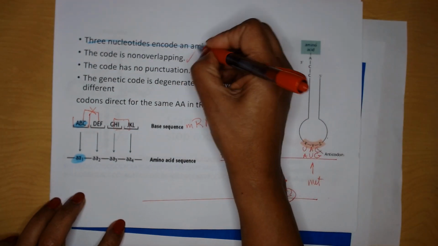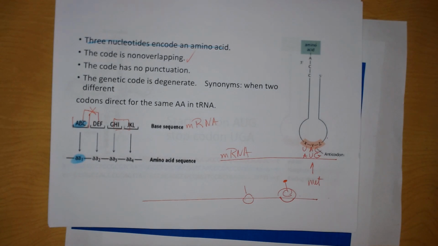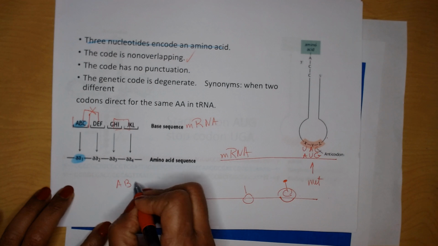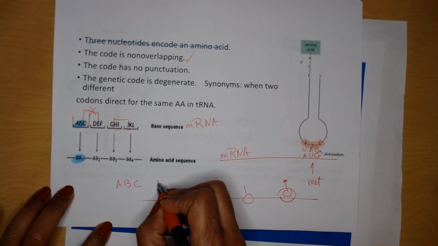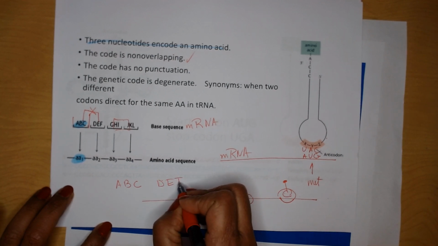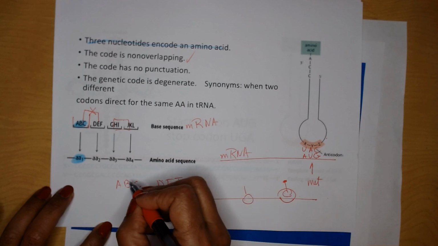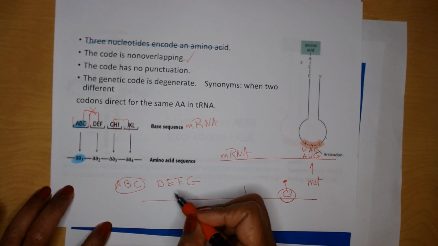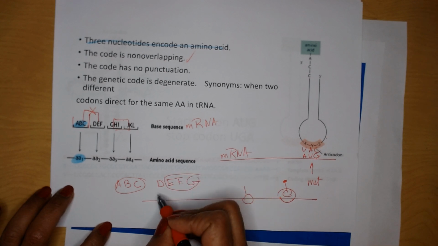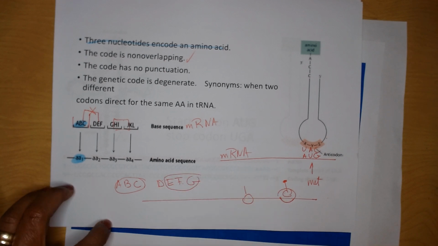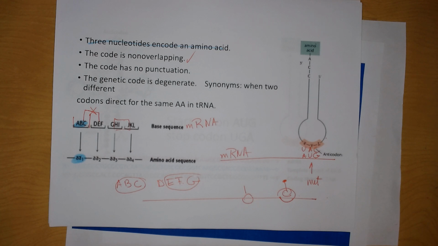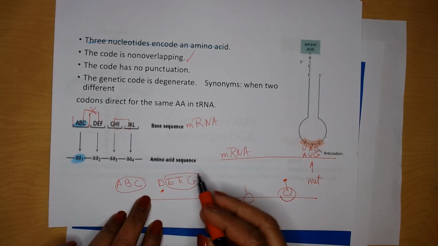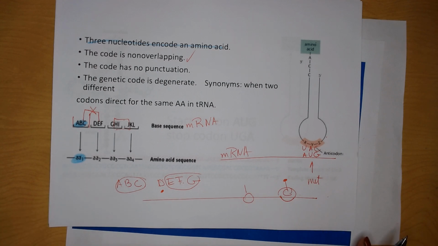So that is important. Then the next one says that there is no punctuation, and that means that if we have A, B, C, D, E, F, G, one codon is going to read ABC, another codon is going to read D, E, F. It's not going to stop and skip any. There is no skipping of any of the nitrogen bases, and that is what is meant by no punctuation. That would be like a dot in the language. So there is no punctuation.